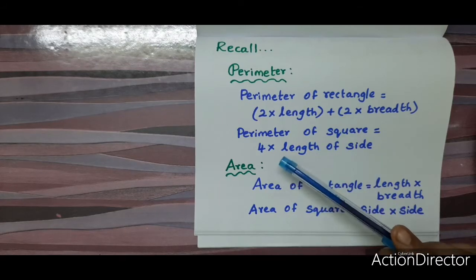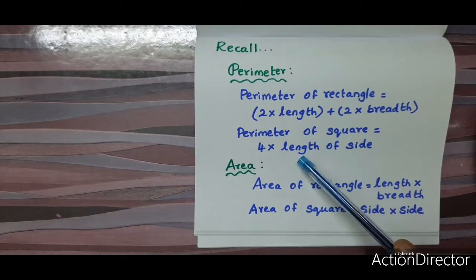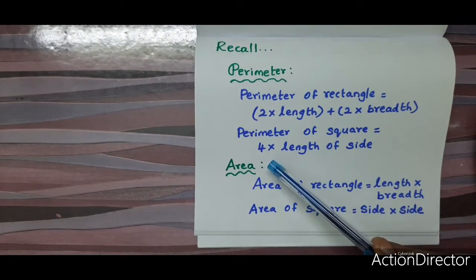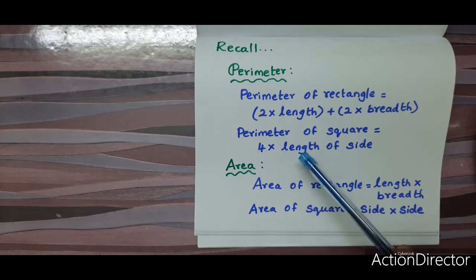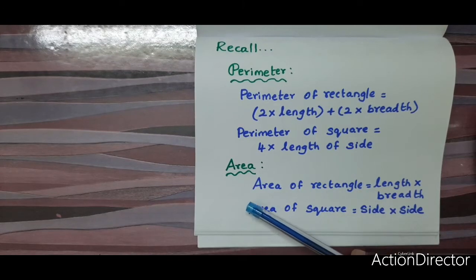Then perimeter of square, what is the formula for perimeter of square? 4 into length of side. Why? Because a square has 4 sides, so we multiply 4 into the length of one side. Then we studied about area. The formula for area of rectangle is length into breadth. Area of square is side into side.